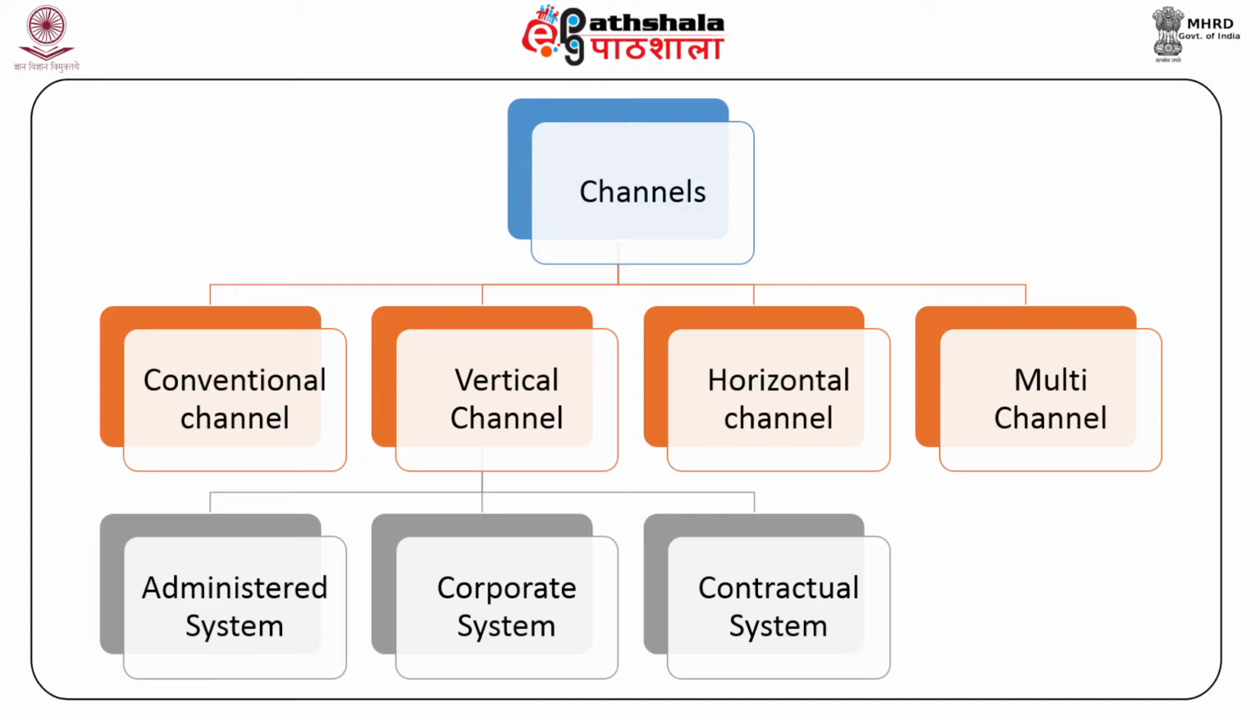Contractual vertical marketing system. Contractual vertical marketing system has the greatest impact on the distribution strategy. In this type of system, the members have to sign a contract and they have to perform their duties according to the contract agreement. For example, Mother Dairy and Baskin Robbins operate through a contractual vertical marketing system.